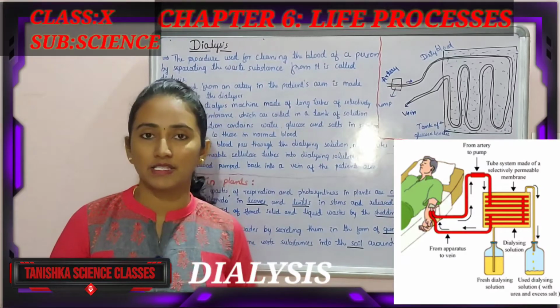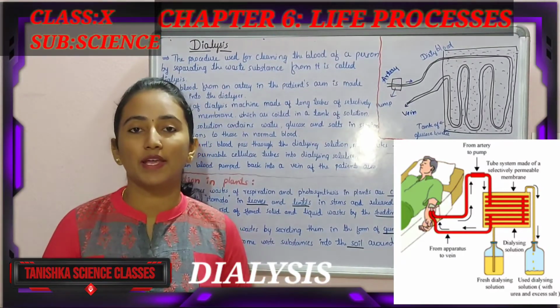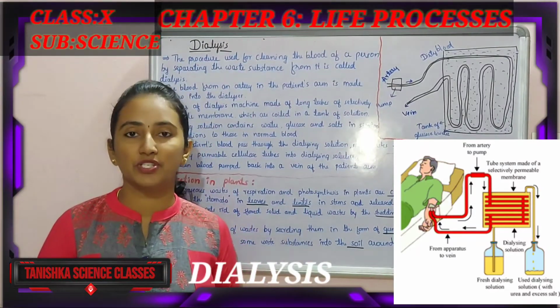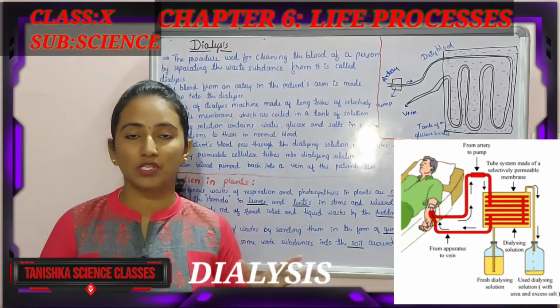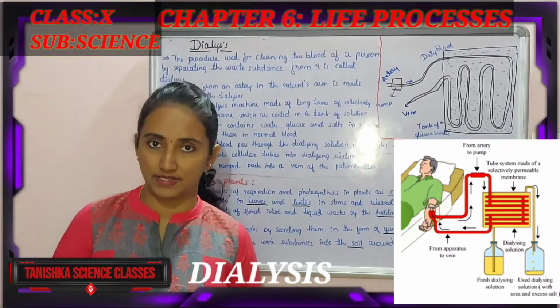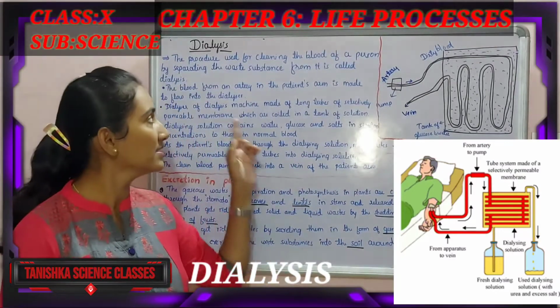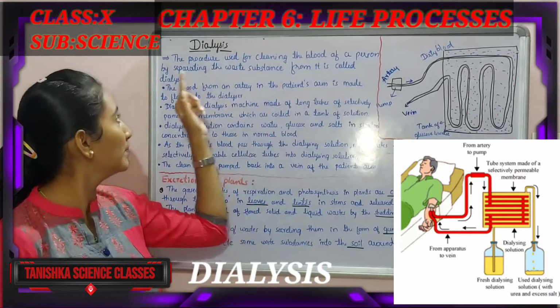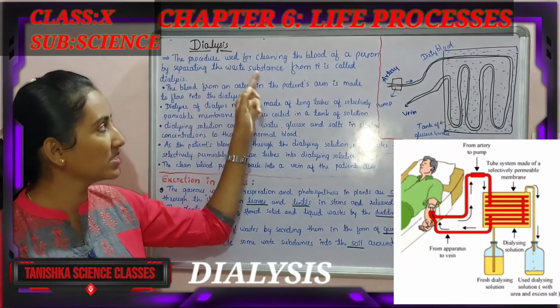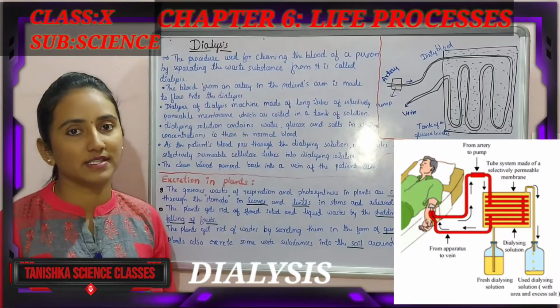So what is dialysis? It is a process of purifying the blood by an artificial kidney, or we can also say by the dialyzer. So this process is called what? Dialysis. Dialysis is a process used for cleaning the blood of a person by separating the waste substances from it.